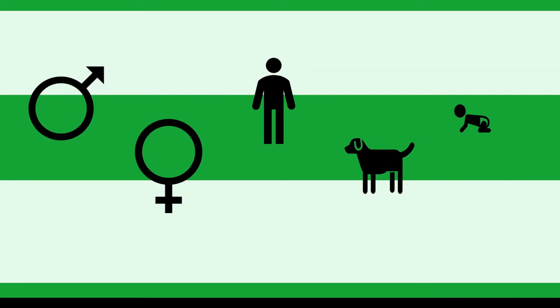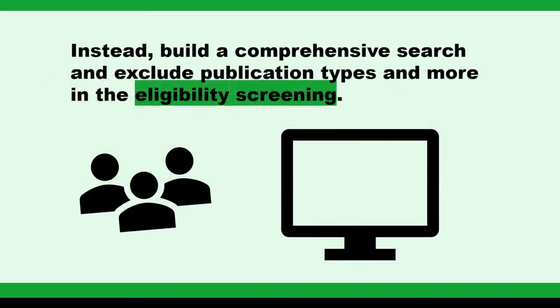The same goes for male, female, humans, animals, and age group limits. Rather than apply database-provided limits for these topics, try instead to build a search that will retrieve articles regardless of whether they've been indexed, or think about if you really need the limit in the first place. Many limits can be screened for during eligibility screening instead of during the search.